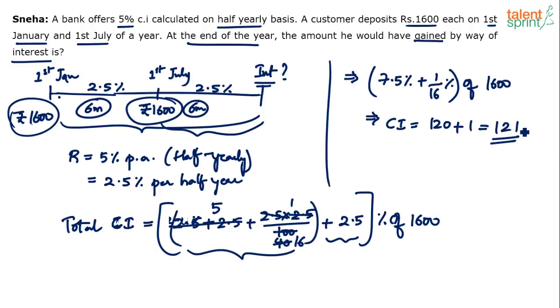But please cut down the number of steps. This is a complete explanation. When you do it yourself in the exam, all you have to do is play with these numbers: 2.5 plus 2.5 plus 2.5 into 2.5 by 100, A plus B plus AB by 100. And then in the second case, it is only a simple interest case, so directly 2.5% of 1600 rupees. And then do the calculation to get the required answer.